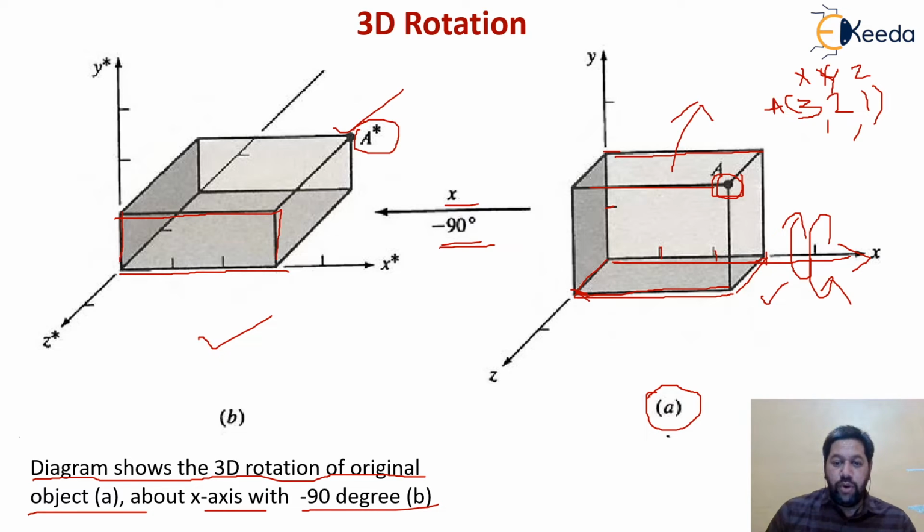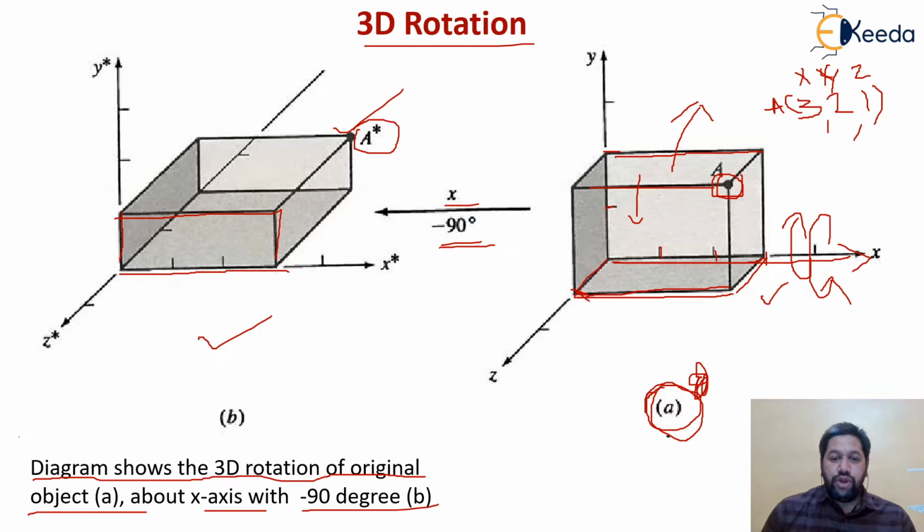The object will be moved to the front side at this side, and so this A point will become here somewhere here. Getting me? The A will move to the front side, so it will become here somewhere here, and I will get my original object, something like this. It is clear? So it is not going to the back side, it will come to the front side. Okay, so if I'm having the 3D rotation of this original object, it is shown in the diagram number A.